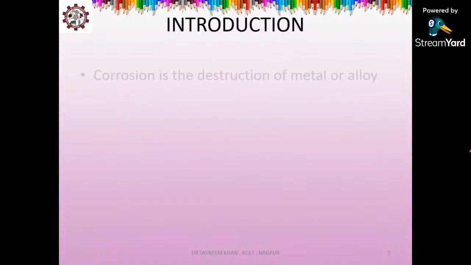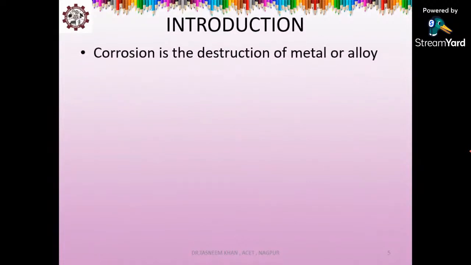So further moving, let's see the introductory part. What is corrosion? Corrosion is nothing but the destruction of metal or alloy. So what is metal and what is alloy? Metal, you know what a metal is, right? What is alloy? Alloy is nothing but a mixture of two or more metals, or it is a homogeneous mixture of two or more metals in a specific ratio. So that forms an alloy.